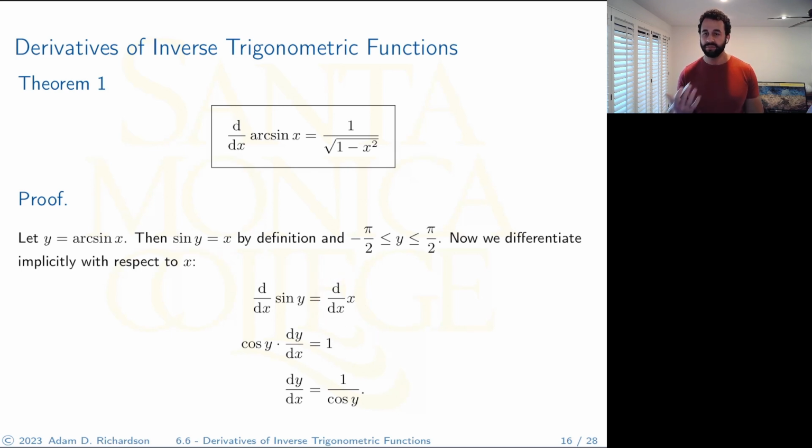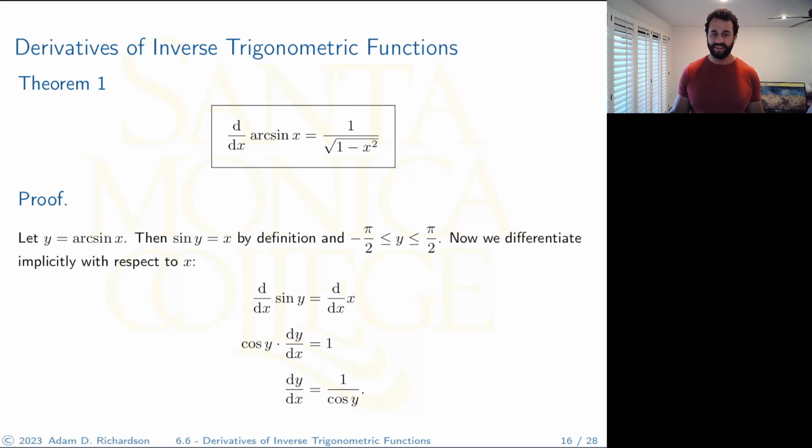And now remember, when you use implicit differentiation, you've got to use the chain rule. So when we differentiate sine of y with respect to x, we get the derivative of sine with y left alone times the derivative of y, dy dx. Over here, this simply becomes 1 because the derivative of x with respect to x is 1. And now we can solve for the derivative dy dx, and we get that. So the derivative dy dx, the derivative of arcsine x, is equal to 1 over cosine y.